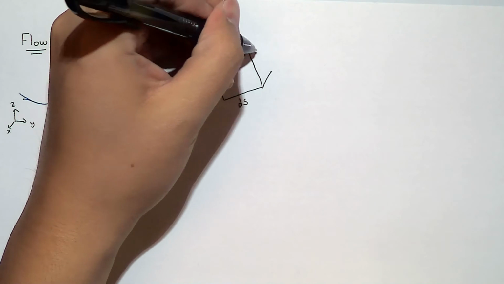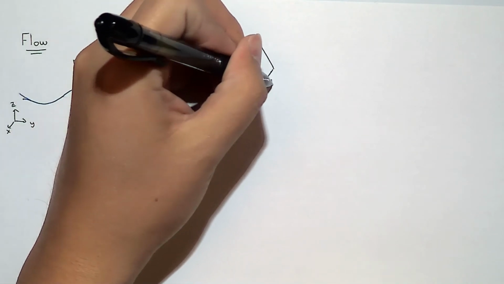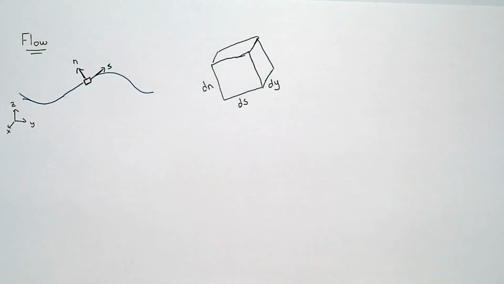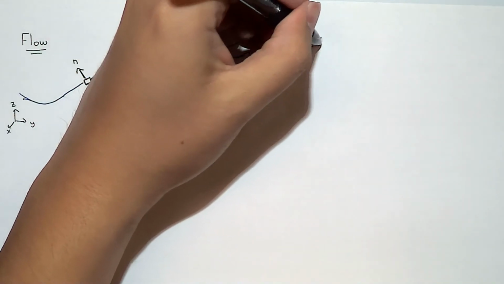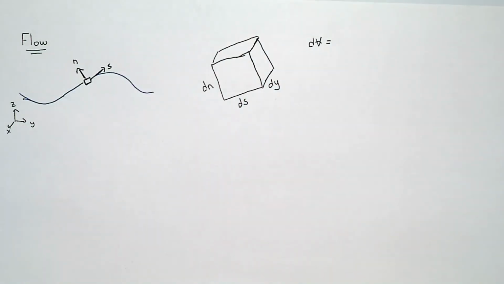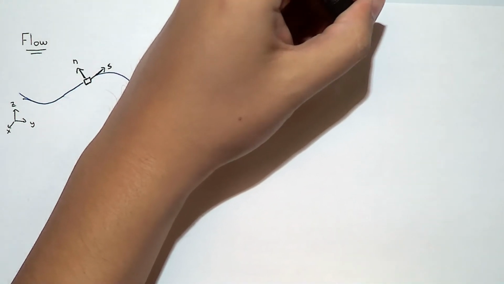I'm just going to try to draw it in 3 dimensions here. Along the y-axis, I'm going to give this a dimension of dy. So there's my tiny control volume: ds, dn, dy. Very tiny, so small that we can't even quantify it. Question: what is the differentially small volume of this element? What's the volume of that control volume? Right, ds times dn times dy.